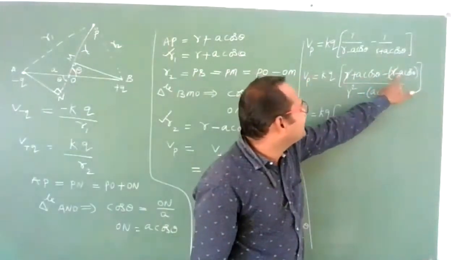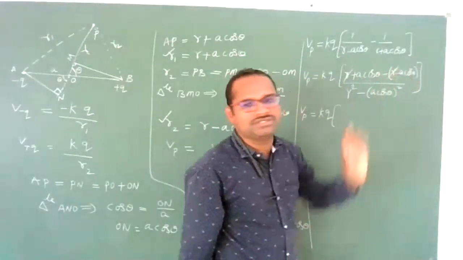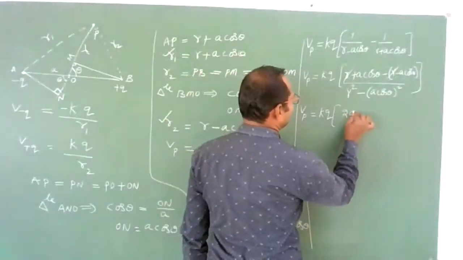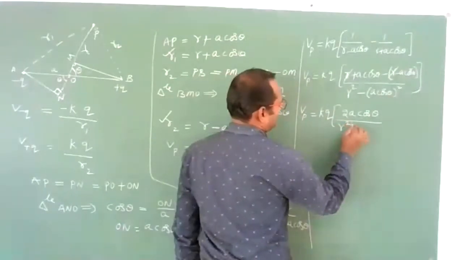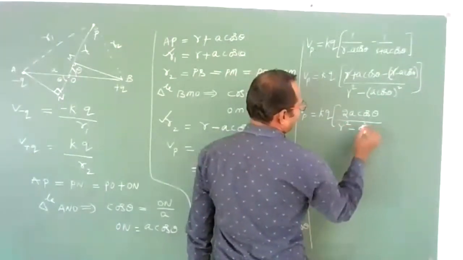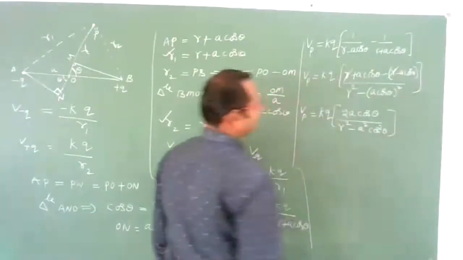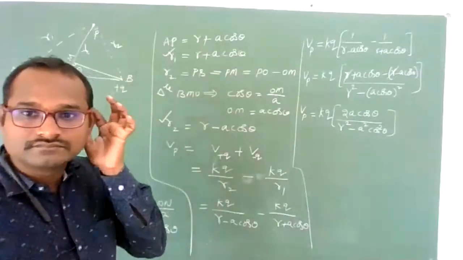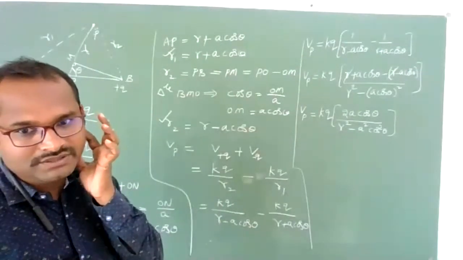Now potential at point P is equal to KQ into R minus R cancel. Here minus of minus is plus. So A cos theta plus A cos theta, 2 times A cos theta. So it is 2A cos theta divided by R square minus A square cos square theta. We can write. Clear?